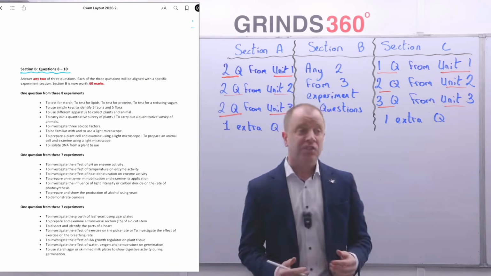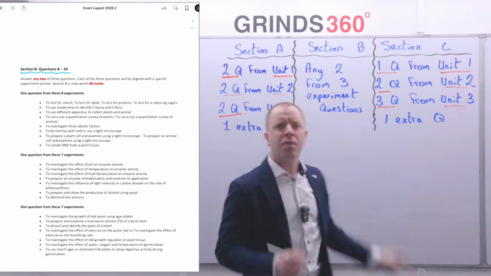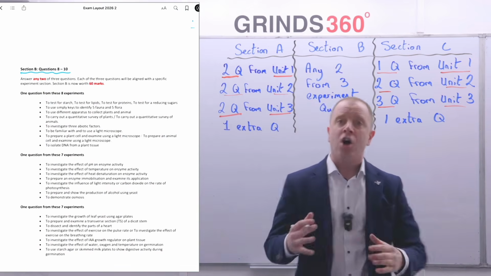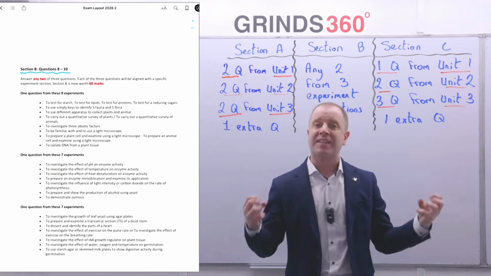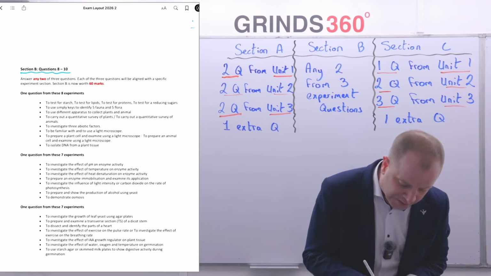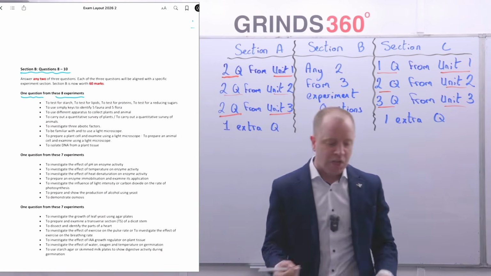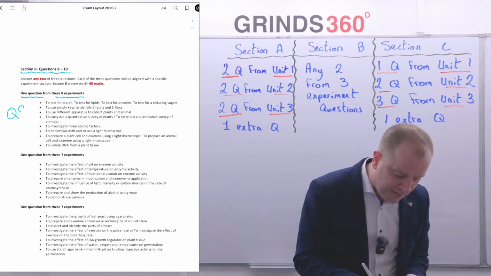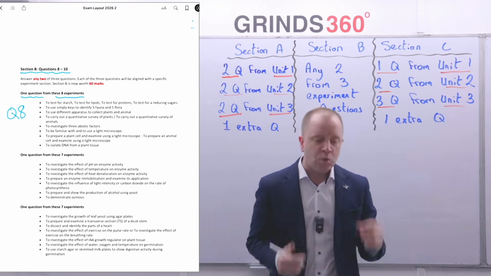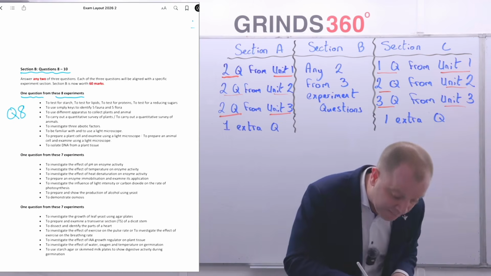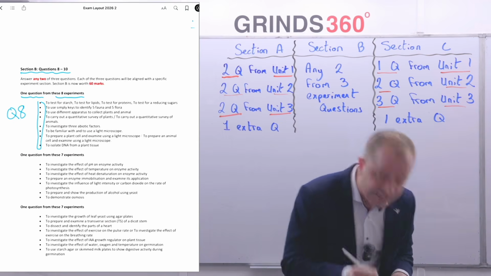Those 3 questions, you only have to do 2 of them, but those 3 questions are going to be fixed on a certain number of experiments. So if you look at this here, you're going to get 1 question from these 8 experiments. That there is going to be question 8 in your Leaving Cert. So question 8 has to be on these 8 experiments.